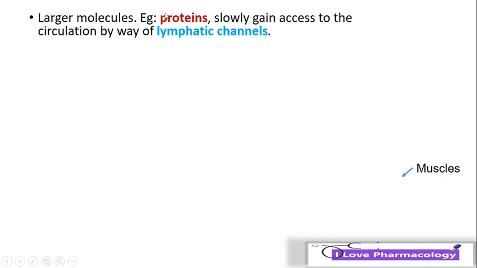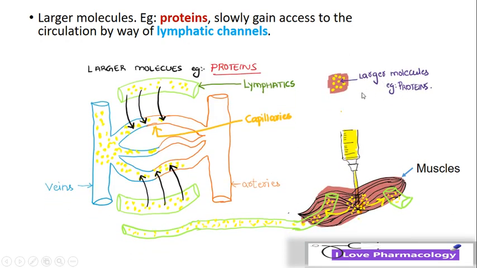Next, large molecules, for example proteins, slowly gain access to the circulation by way of lymphatic channels. The drugs administered into the muscles, that is the large molecules such as proteins, get deposited in the muscles. The deposited drug diffuses into the lymphatics by simple diffusion. From the lymphatics, the drug is carried to the capillaries. Large molecules enter the capillaries from the lymphatic vessels, enter the systemic circulation, and get distributed to the rest of the body.